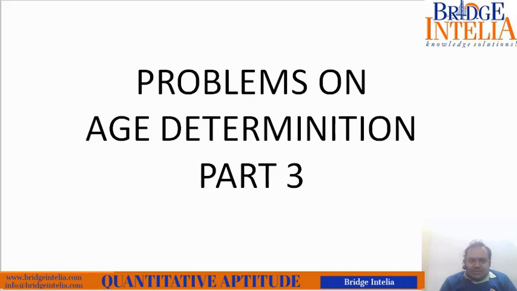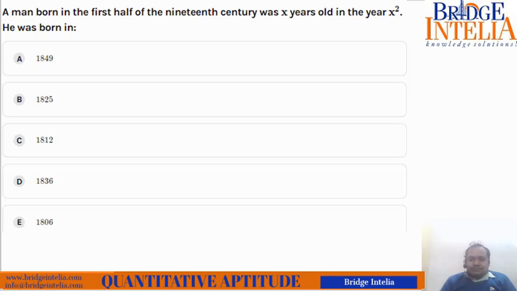Now, dear students, though this topic is easy or is believed to be easy, there have been times when some unique, out of the box questions have been asked based on problems of age determination. So let's have a look at those problems. So here's the first one. A man born in the first half of the 19th century was X years old in the year X square.